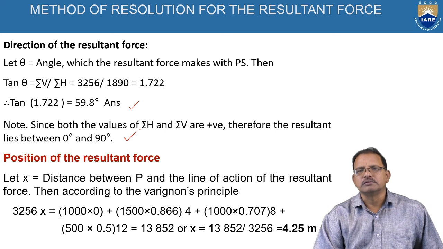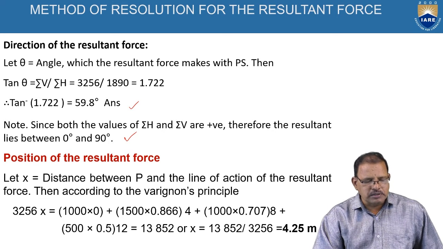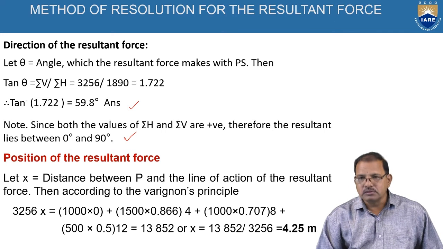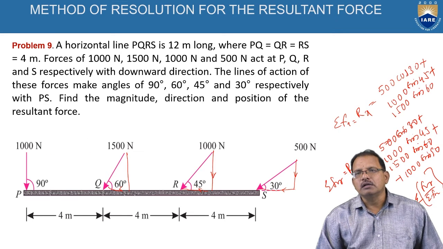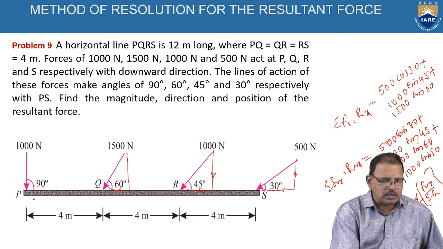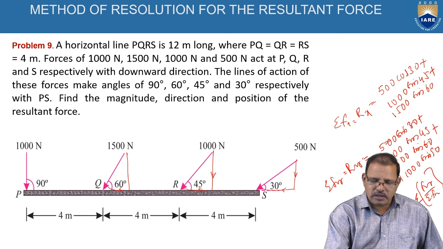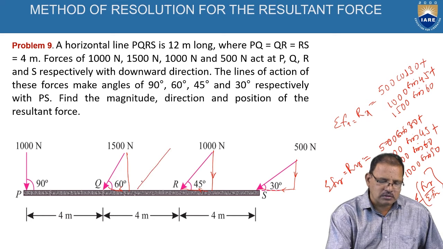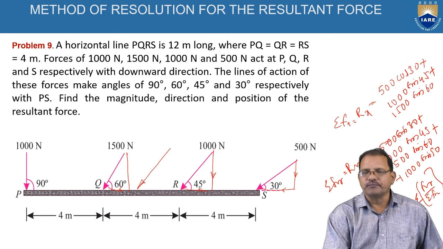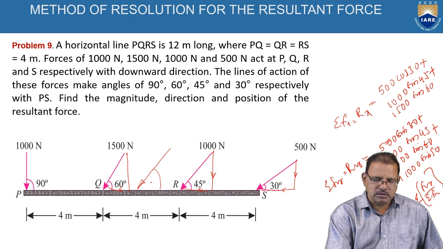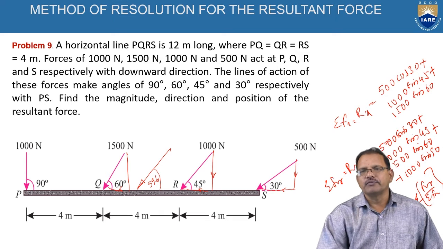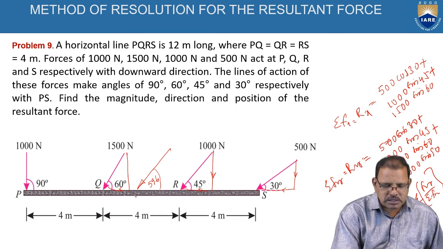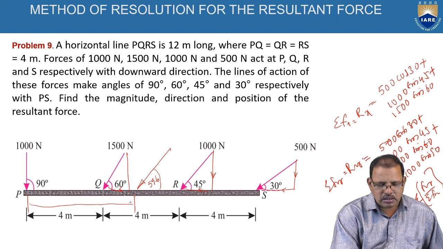The position of the resultant force. Let x be the distance between P and the line of action of the resultant force, then according to the Varignon principle, here we are taking P as the reference point. Somewhere the resultant force is acting. The angle and the magnitude we have already found, that is theta of 59.8 degrees. The distance is not mentioned, so assume the distance is given by x.